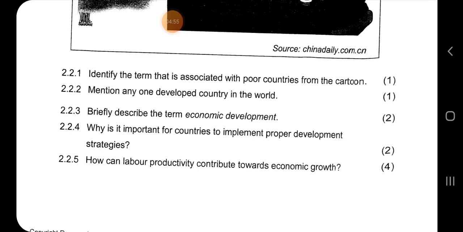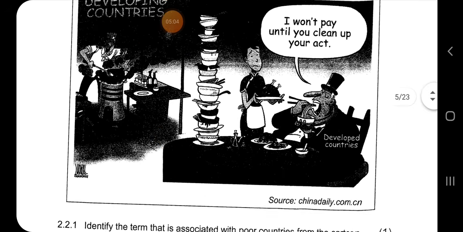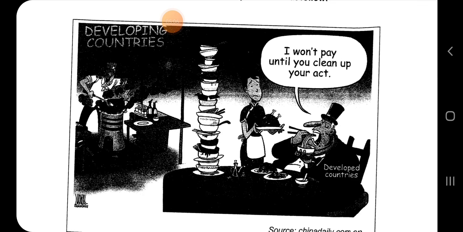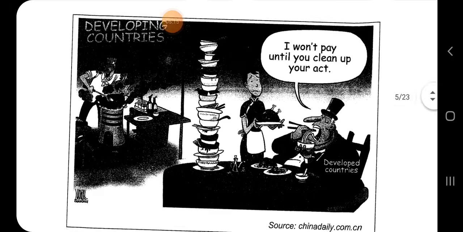So 2.2.1 says, identify the term that is associated with poor countries from the cartoon. So developing countries are associated with poor countries. Okay, so you must know that developing country is the word.